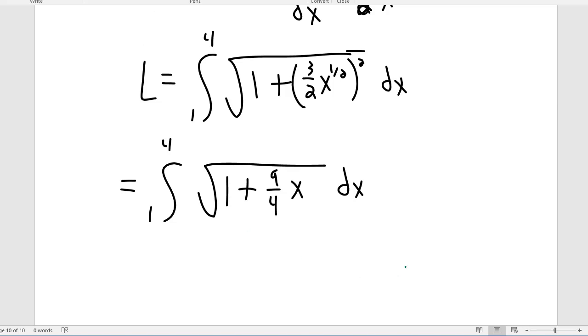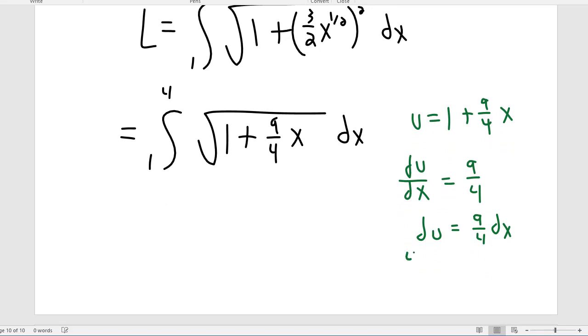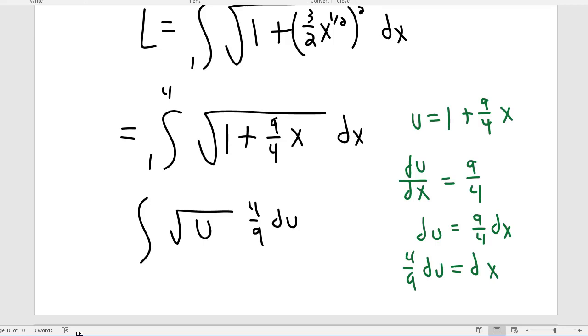So I'm going to do a u substitution. I'm going to let u be 1 plus 9/4 x, and then du/dx is just 9/4. So du is 9/4 dx, or in other words, dx is 4/9 du. So I'm going to plug all of this in. I have the square root of u, and then my dx is 4/9 du. There's my integral.